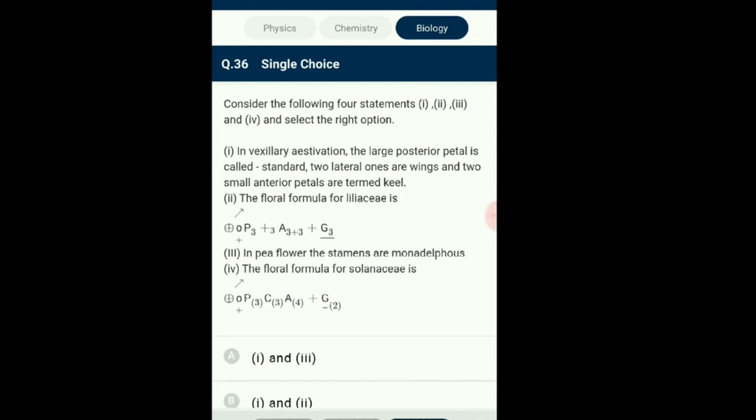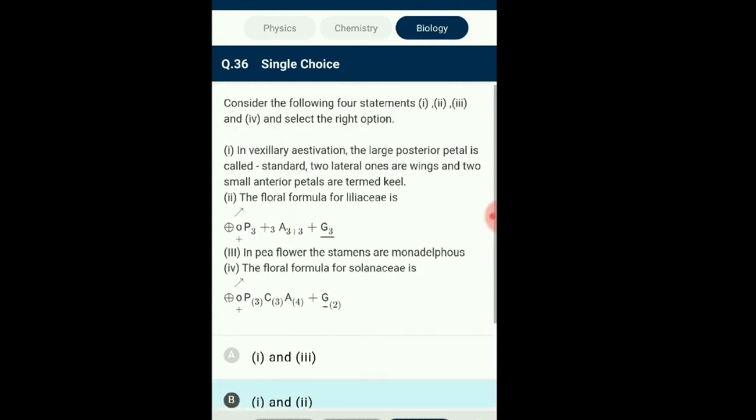Question number 36. Consider the following four statements and select the right option. Vexillary or descending imbricate, the posterior petal is outermost and largest. The standard or vexillum covers two lateral petals. These two lateral petals cover two anterior ones. Vexillary arrangement is present in pea family. Example, pea, bean. The general characters of Liliaceae family are the flowers are bracteate, bisexual, complete, actinomorphic symmetry, hypogynous and trimerous, and in some plants may be epipetalous. They have polyandrous androecium and superior ovary. So the answer for this question is option B.